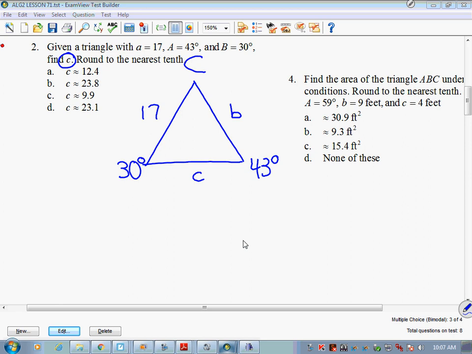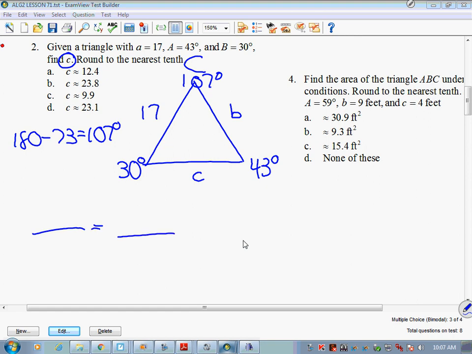All right, so 30 plus 43 is 73. 180 minus 73 is what? 107. So this is 107 degrees. Do we understand how we got that? Every triangle has 180 degrees. Now we need to write our proportion to find C.